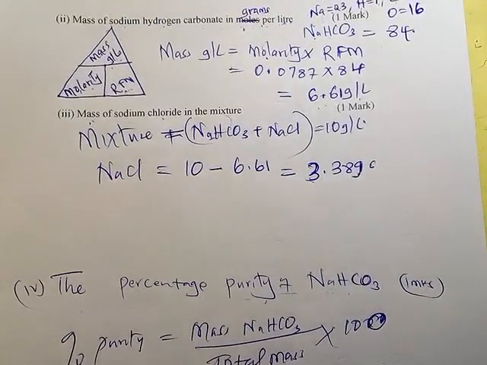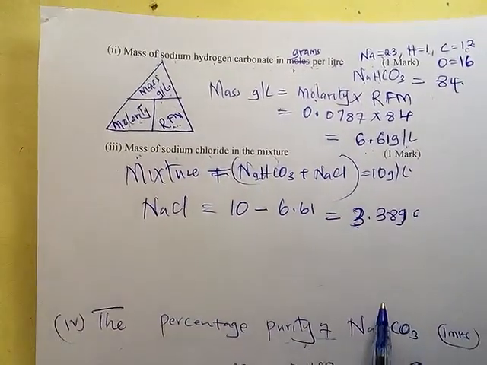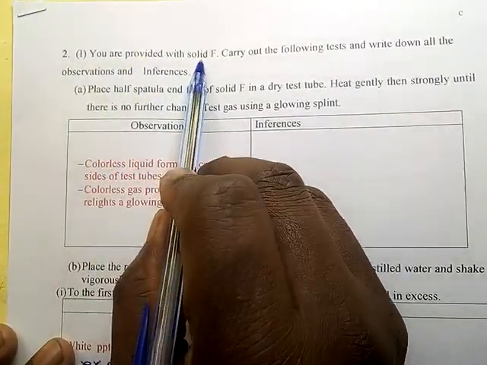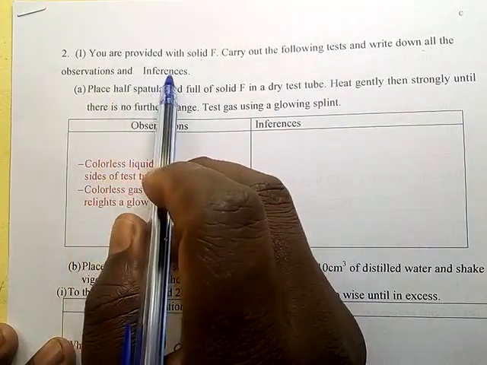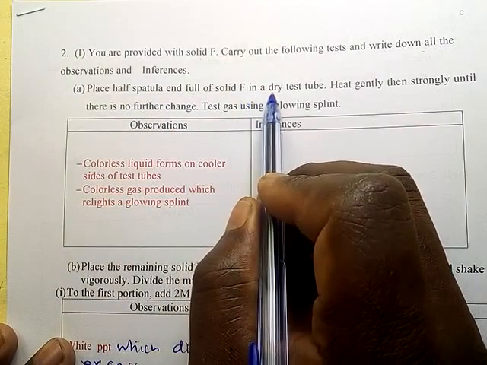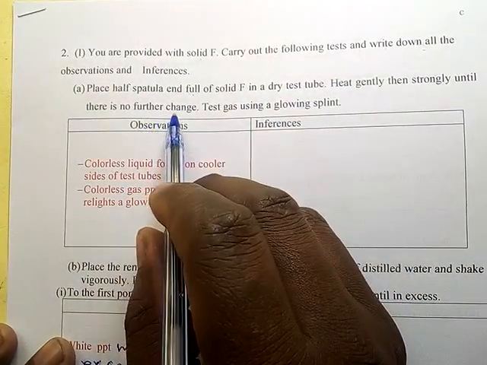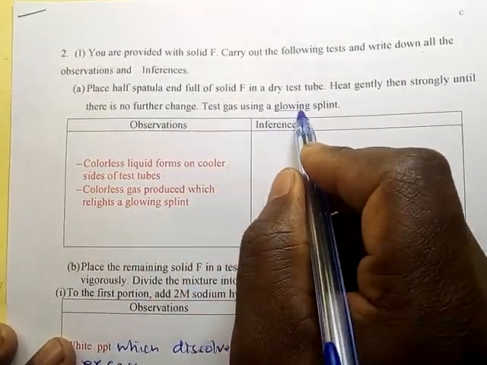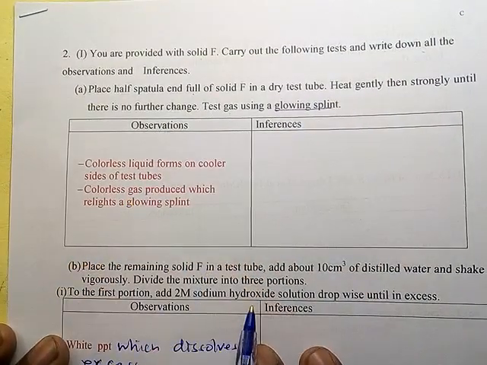Thank you. We have finished the quantitative part of it. Now we are going to qualitative analysis. You are provided with solid F. Carry out the following tests and write down the observations and inferences. Place a half spatula endful of solid F in a dry test tube. Heat gently, then strongly until there is no further change. Test the gas produced using a glowing splint.